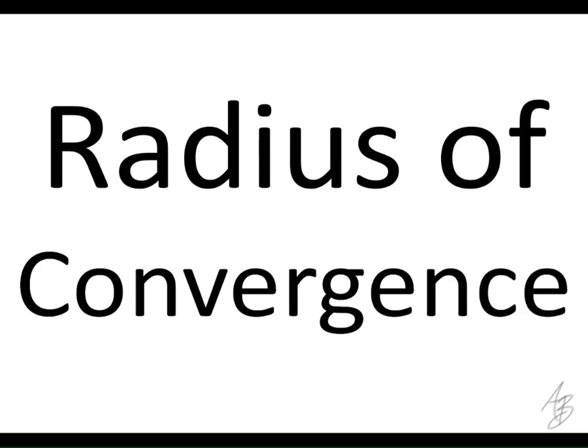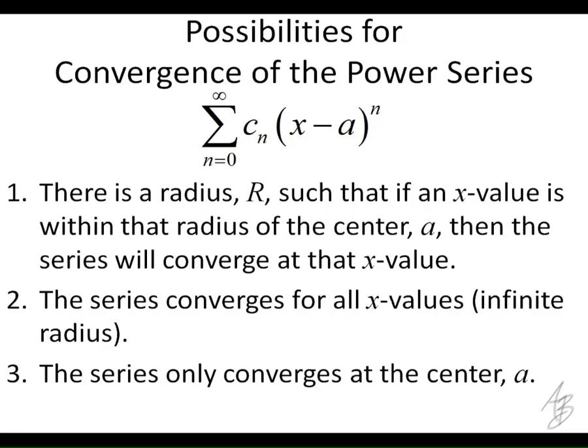What we're going to look at now is a radius of convergence. In that last example we gave, the radius of convergence is going to be 1 because it's centered at 0 and it converges for values up to +1 and down to -1. And there's a few options that we have here for convergence.